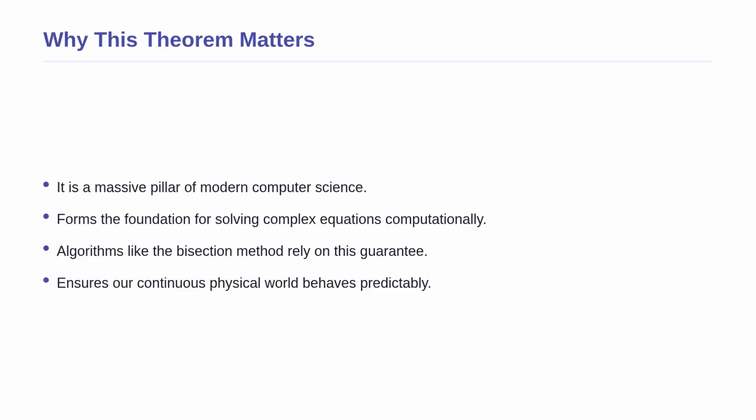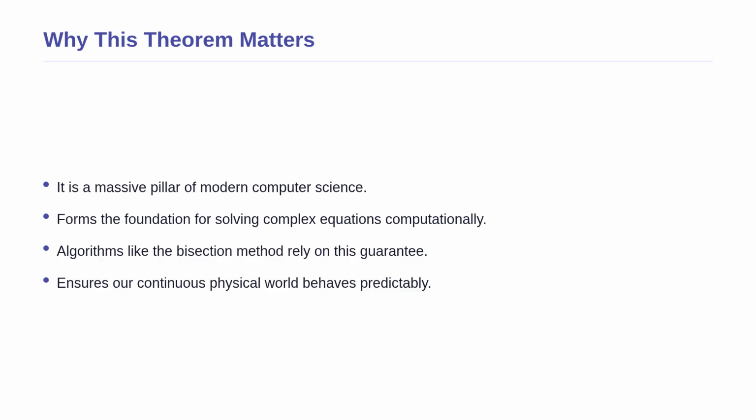So, we have proven that this theorem holds, and we have seen it visually. This brings us to why it actually matters in the real world. The intermediate value theorem might seem like simple common sense, but it is a massive pillar of modern mathematics and computer science. When an engineer needs to find the exact temperature where a chemical reaction stabilizes, the equations are often too complex to solve by hand.